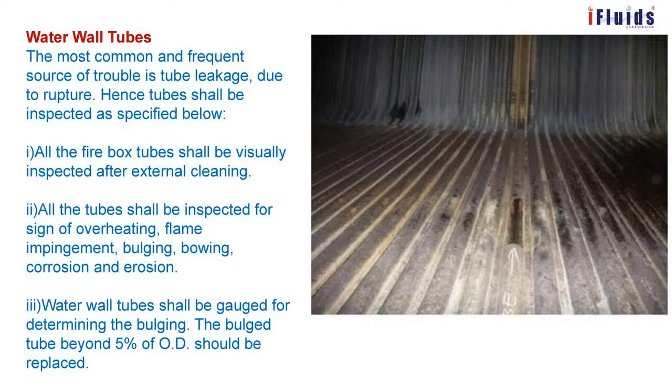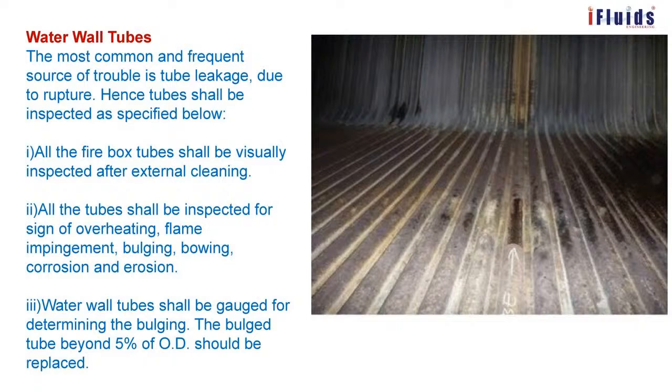So the most common and frequent source of trouble is tube leakage. See here, one tube leak has been identified due to rupture. Hence tubes shall be inspected as specified below. All the firebox tubes shall be visibly inspected for external cleaning. After external cleaning, all the tubes shall be inspected for signs of overheating, flame impingement, bulging, bowing, corrosion and erosion.